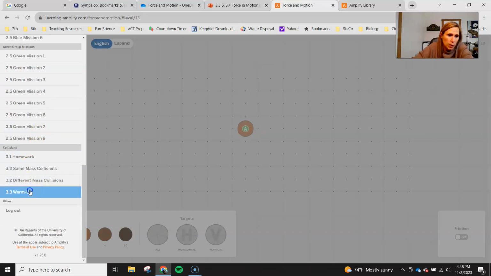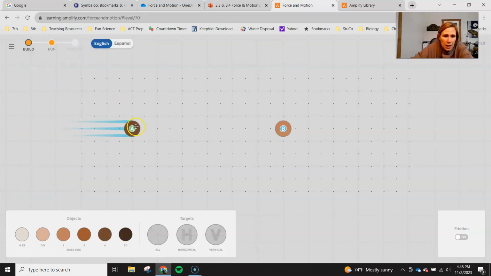Scroll down to 3.3 warm up. We've got a heavy object, about 4 kilograms, moving at 5 centimeters per second to the right. And then we've got a 1 kilogram object. Object B is at rest. So if we click on it, the velocity is 0.